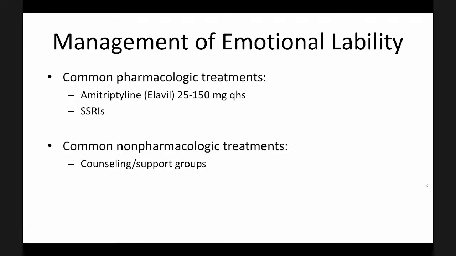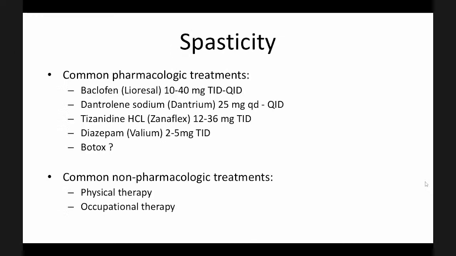So emotional lability can be treated with an antidepressant like SSRIs or amitriptyline. You must also do some counseling and supportive measures for this condition as well. Regarding spasticity, we can use baclofen.